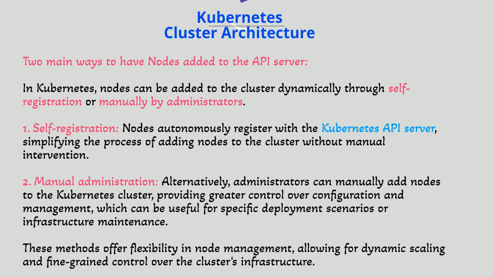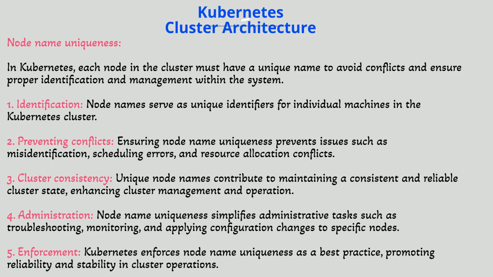Alternatively, administrators can manually add nodes to the Kubernetes cluster, providing greater control over configuration and management, which can be useful for specific deployment scenarios or infrastructure maintenance. These methods offer flexibility in node management, allowing for dynamic scaling and fine-grained control over the cluster's infrastructure. Node name uniqueness. In Kubernetes, each node in the cluster must have a unique name to avoid conflicts and ensure proper identification and management within the system.